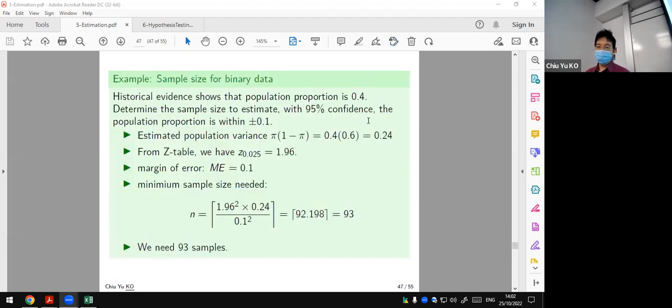Suppose we know pi is 0.04. You may ask how we can know this. Later after this slide, I will tell you that you don't need to know this one. But suppose we know pi is 0.04, we just do an example. Suppose we know this from historical evidence.